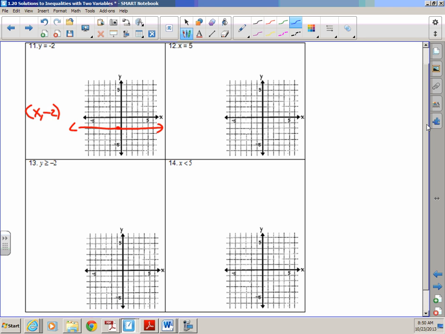Contrast that with x equals 5. I go to 5 on the x-axis and I draw a vertical line. Why is that the case? Because every point on this line is 5, comma, y.